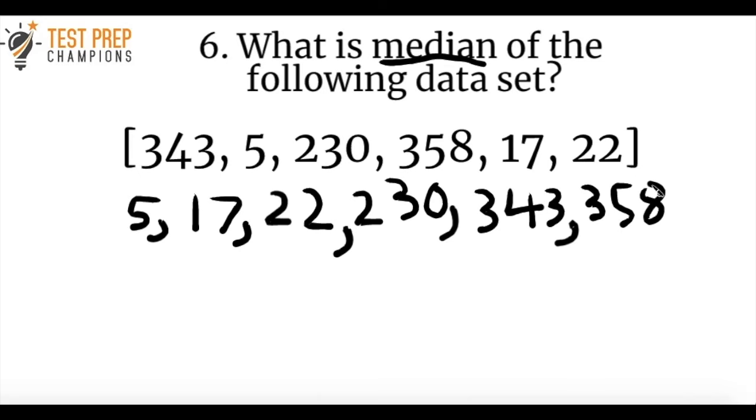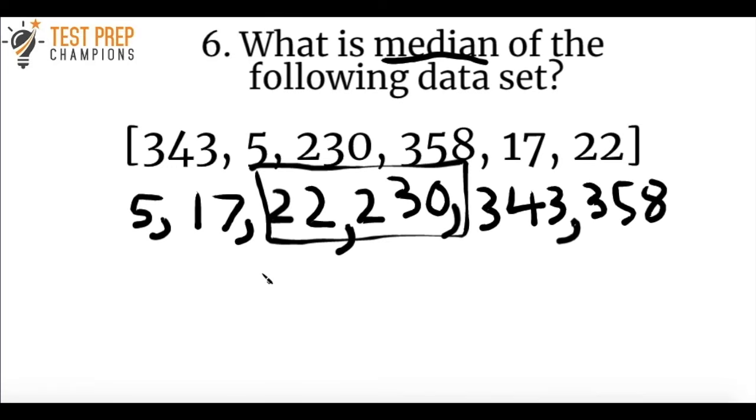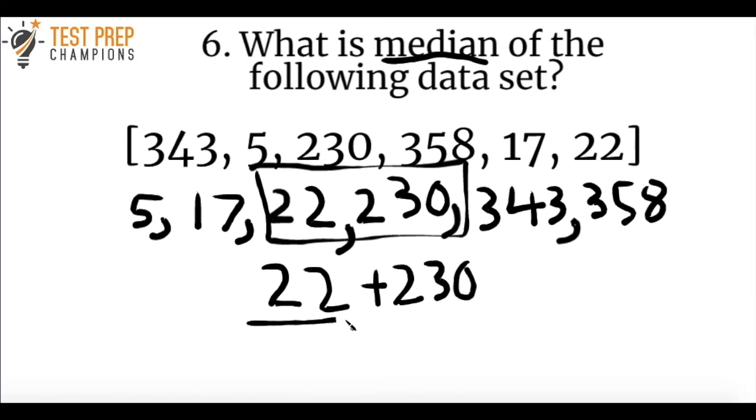All right. And so now what we want to do is pick the two numbers that are in the middle here. Okay, so if we go from left to right here, what we see is that we've got these two numbers in the middle. We've got 22 and 230. So now we're just going to add these up. So we do 22 plus 230. And so we're going to divide by 2. Since we've got two numbers that we're adding up here, we divide them by 2. And if you put this in your calculator, you will get 126, and so that is the answer. So the median is 126.